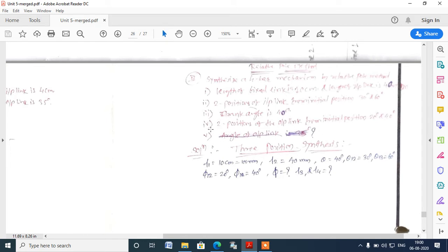So in the previous class we have seen analytical method, then graphical method also we have seen. In graphical method, inversion we have studied. Through the method of inversion we have synthesized 4-bar mechanism and slider crank mechanism. Then we started the relative pole method and saw it for synthesizing slider crank mechanism. Now today we will discuss the relative pole method for a simple 4-bar mechanism.